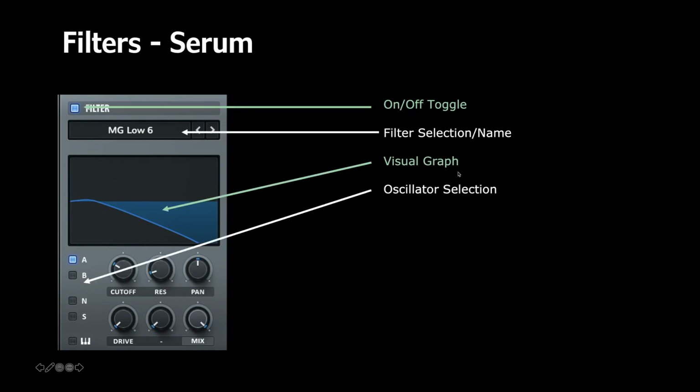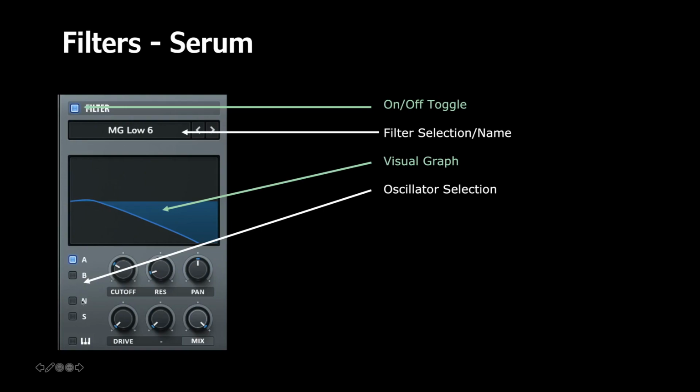So here you have your oscillator selection. So you have A, B, N, and S. So here you can select which oscillators you want sent to this filter. So at the moment we have oscillator A, but if we have oscillator B activated and we didn't have this checked, oscillator B would just go straight out. It would bypass the filter. And this is the same with the noise oscillator and the sub oscillator as well.